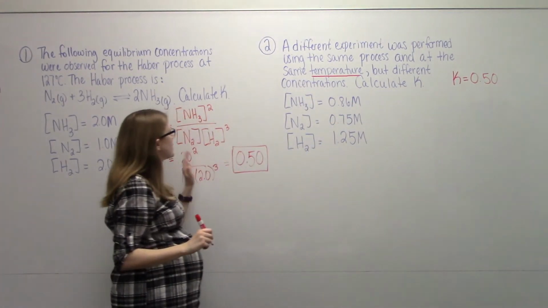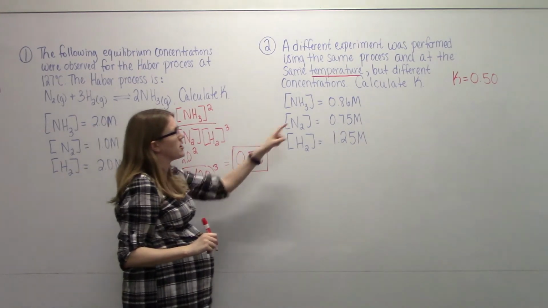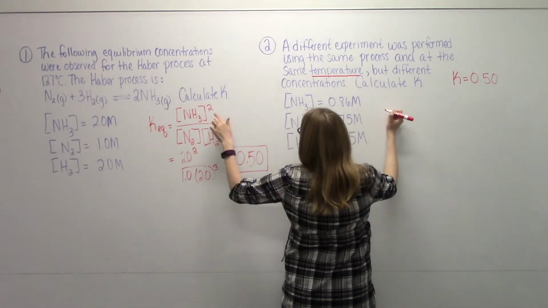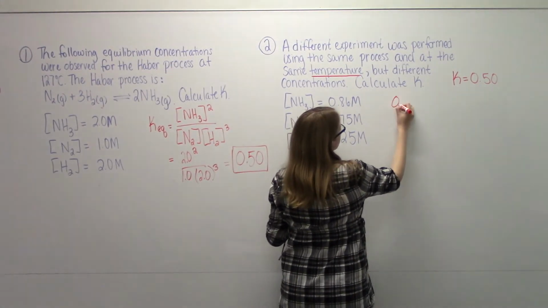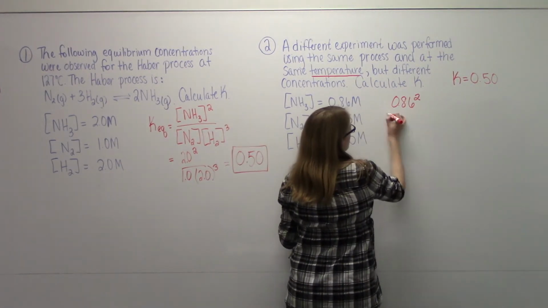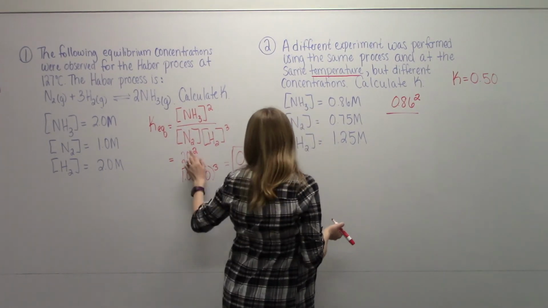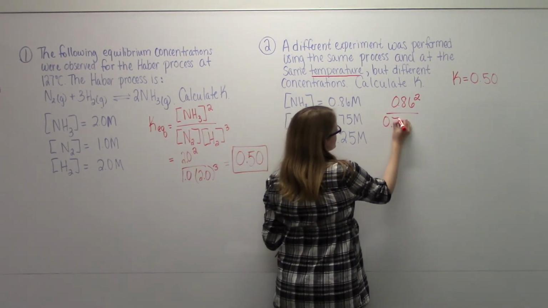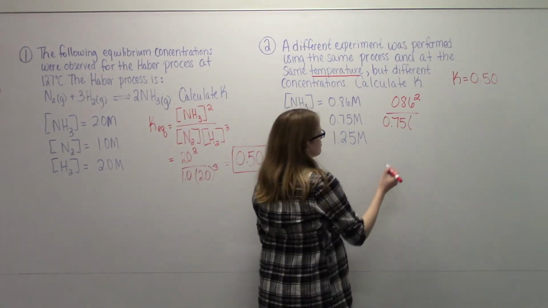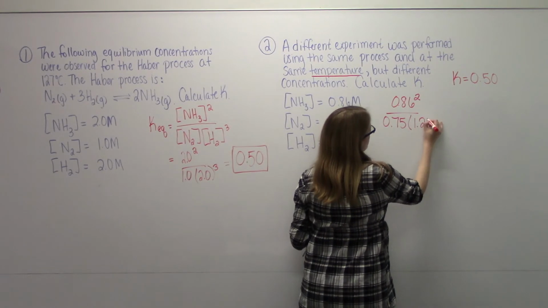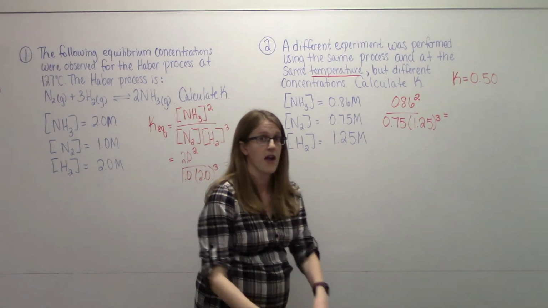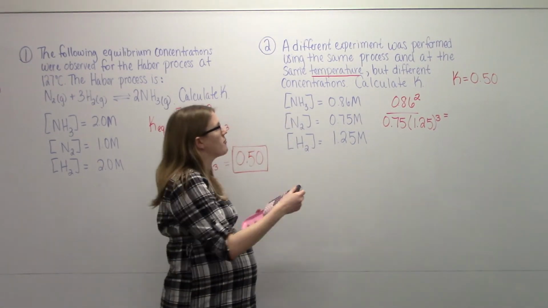Calculate K. So we're going to use the same formula, but now we're going to plug in new numbers. So the concentration for NH3 is 0.86, and we have got to square it, divided by concentration of N2, 0.75, times concentration of H2 cubed, 1.25 cubed. Now, this one, I'm not as good at calculating in my head, so I'm going to grab my calculator. You can do the same while I'm plugging this in.